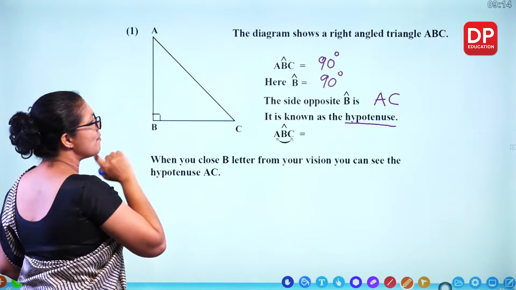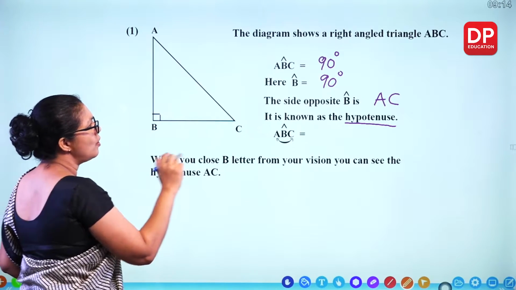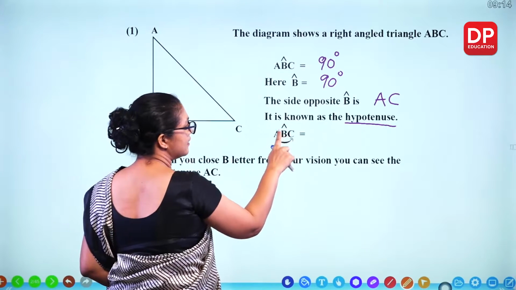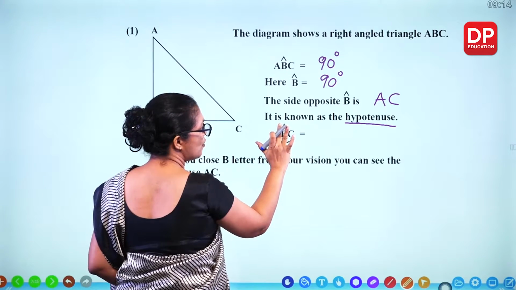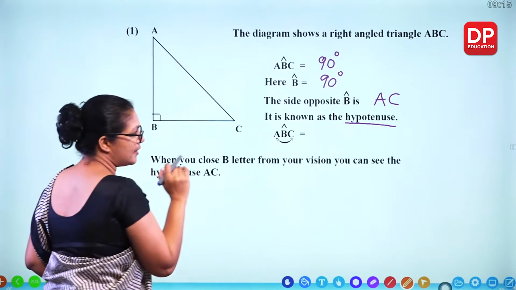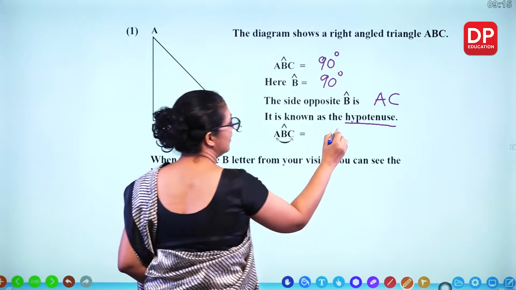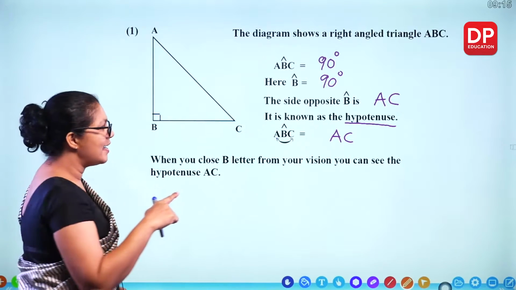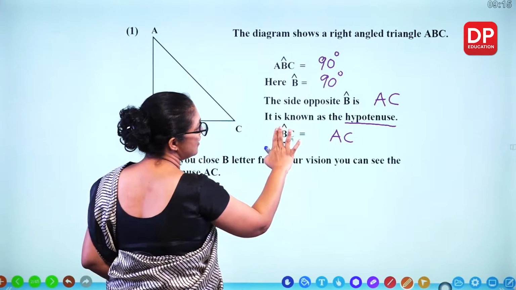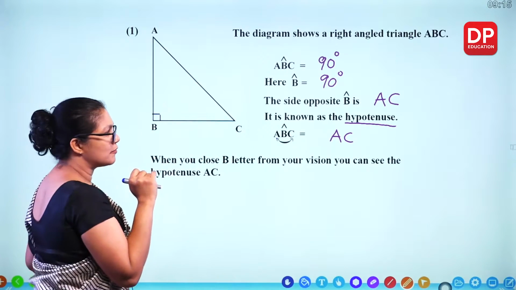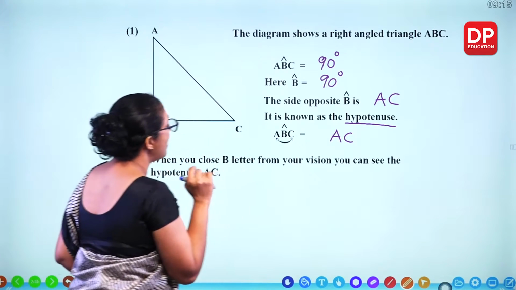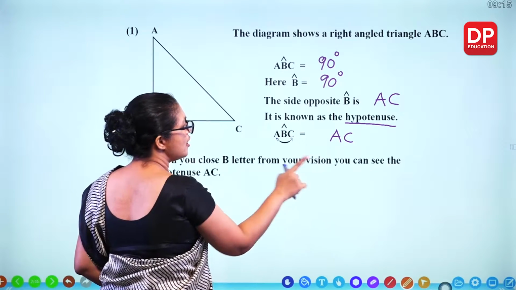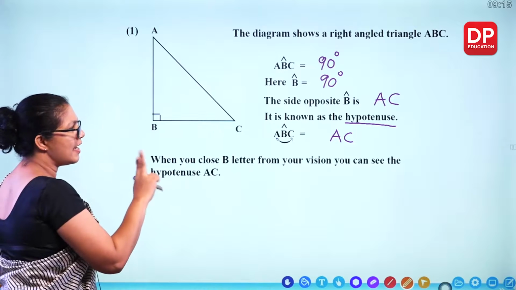Now, how do we find the hypotenuse? We know in ABC triangle, B is the angle. So, we close B. What are the other two letters? AC. So, you can find the hypotenuse by looking at this angle. You don't need a diagram. So, AC is the hypotenuse. When you close B letter from your vision, you can see the hypotenuse AC.